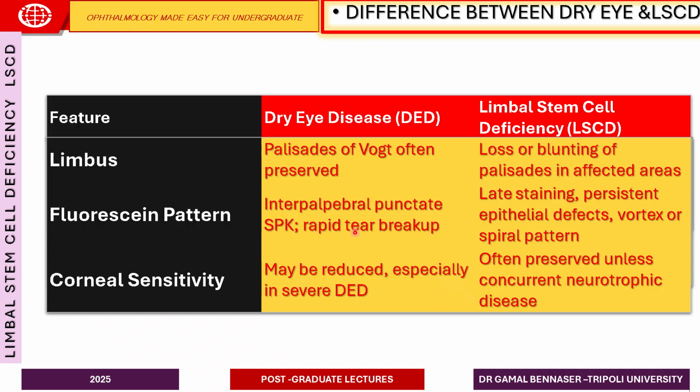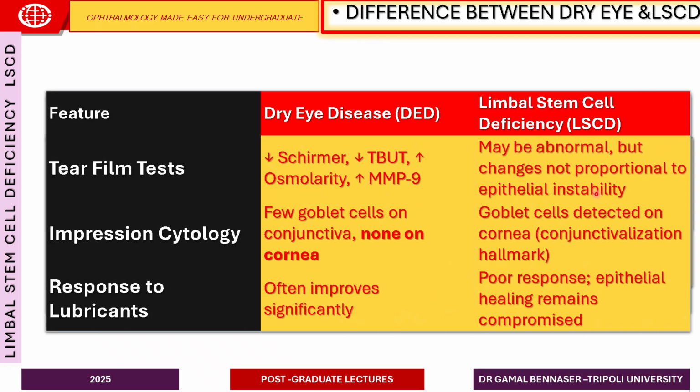Another thing is regarding corneal sensitivity. Now, in dry eye, you may find reduced corneal sensitivity, especially in severe dryness. Many studies show a decrease in the subbasal nerve plexus. However, in limbal stem cell deficiency, it is often preserved unless it is preceded by neurotrophic keratitis. So these are some of the differentiating features between dry eye and limbal stem cell deficiency.